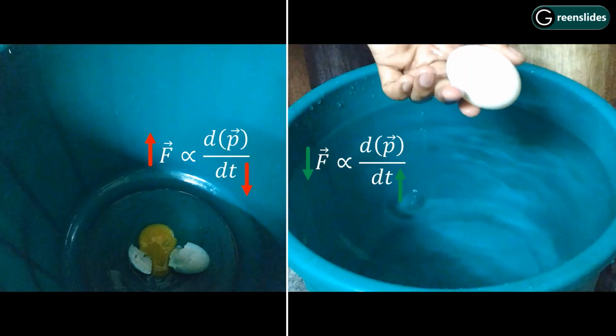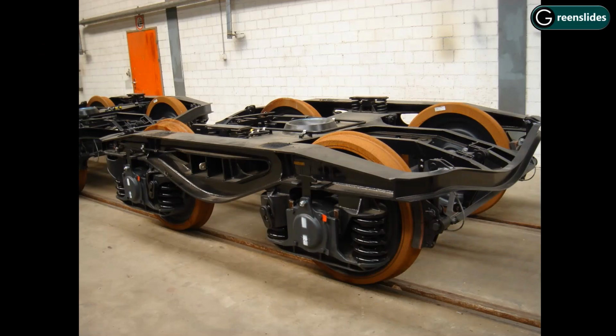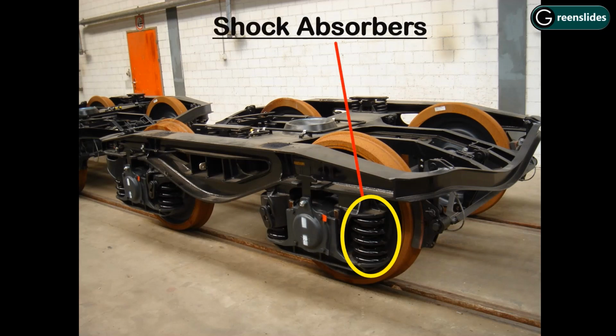There are tons of examples around you for this formula, for this law. I'll tell you one more. In almost all the vehicles around you, you'll notice a spring-like instrument near the wheels. Do you know what they are? We call them shock absorbers. And let me tell you what their role is.